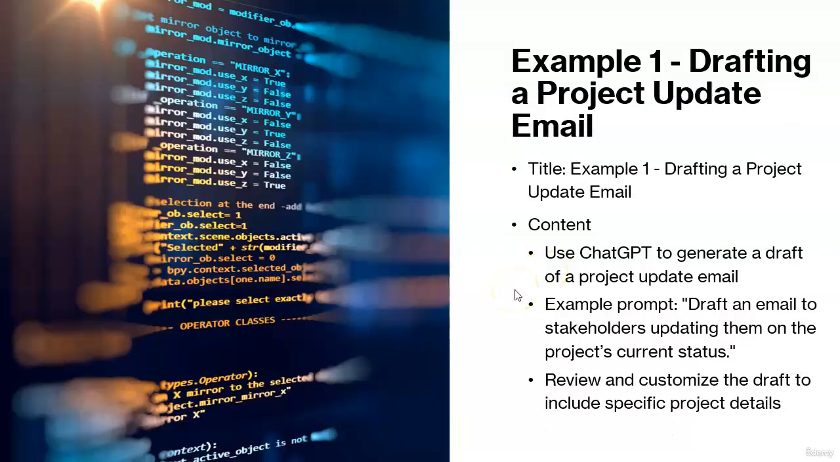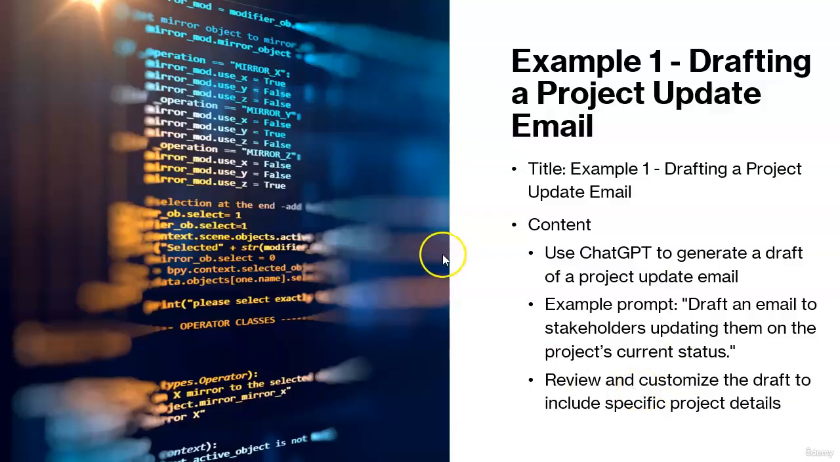Let's start with a practical example. Imagine you need to send a project update to your stakeholders. You can use ChatGPT to draft the initial content. Here is how. An example prompt you can use is: draft an email to stakeholders updating them on the project's current status. Based on the response, you can review and customize the draft to include specific project details.